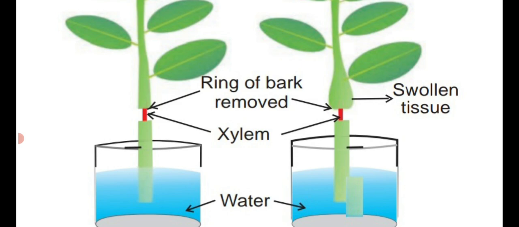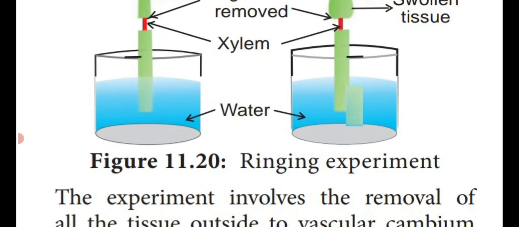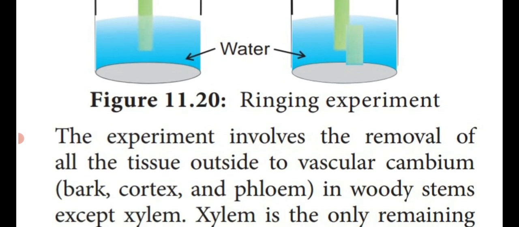Then followed by the stem portion is also going to die due to the absence of translocation of food material. So this ringing or girdling experiment proved that the phloem tissue alone conducts the food material from the site of photosynthesis, that is the leafy region, to the site of utilization, that means different parts of a plant body, through phloem elements. That process is known as the ringing or girdling experiment.